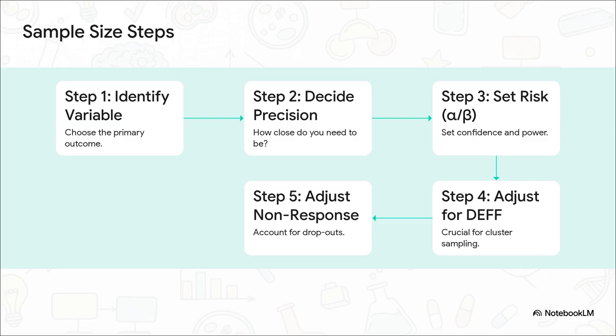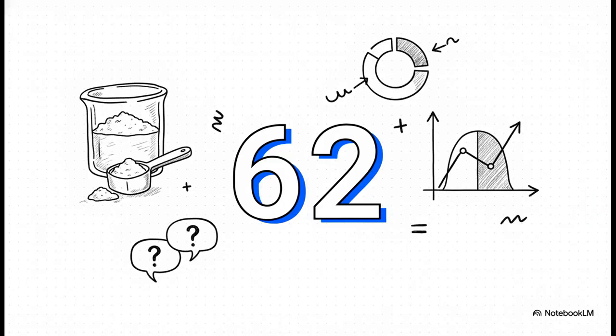You just follow the recipe, and you'll get the right number. And look, here's what that looks like in practice. Let's say you're doing a survey on how much protein people eat. You think the standard deviation is about 20 grams, and you want to be precise to within 5 grams. Okay, you just plug those values into the formula, use a standard 95% confidence level, and boom, the math tells you that you need 62 people in your study. It's as simple as that.